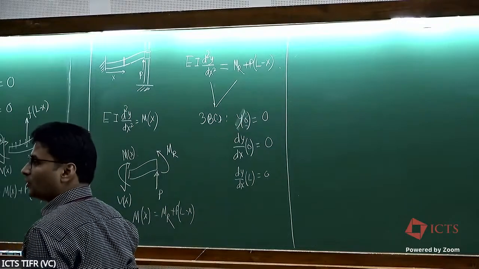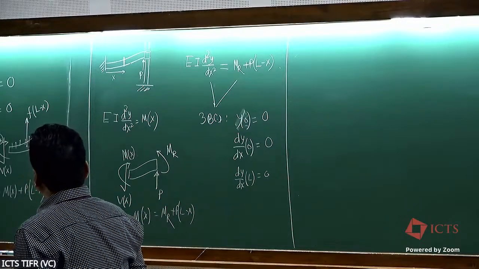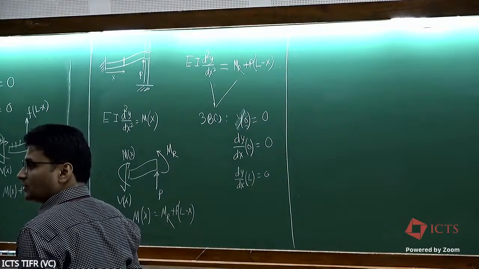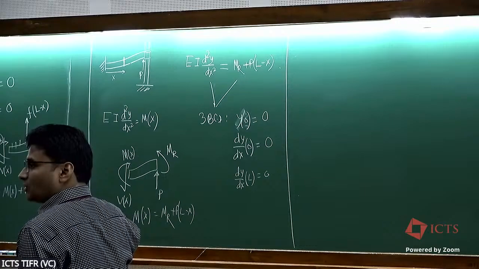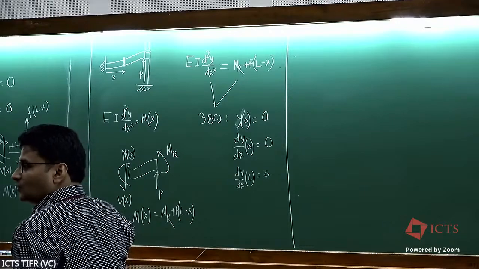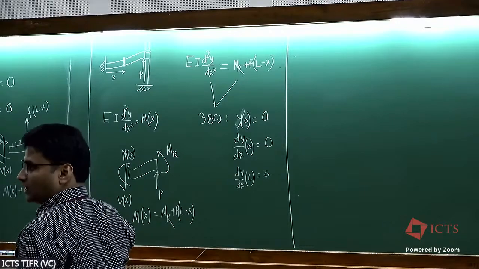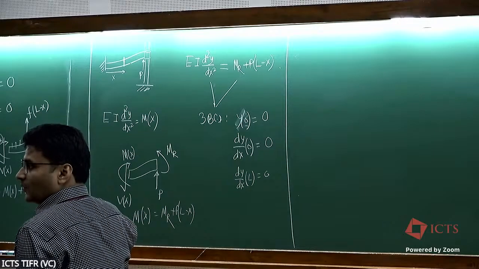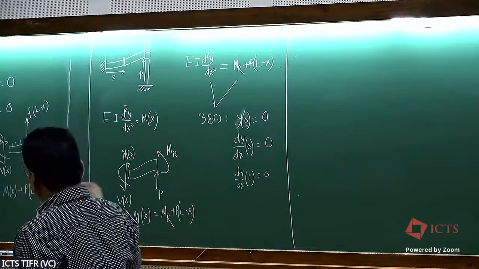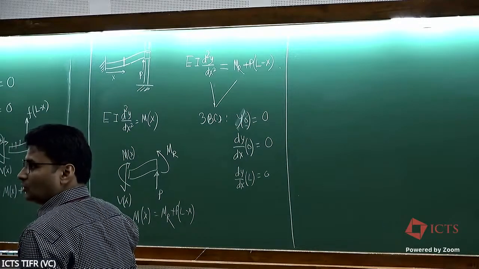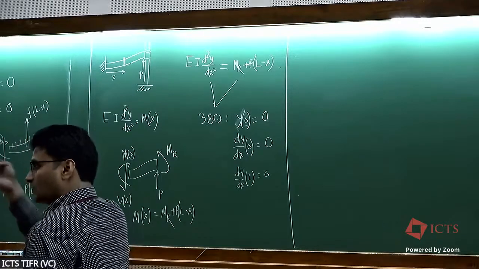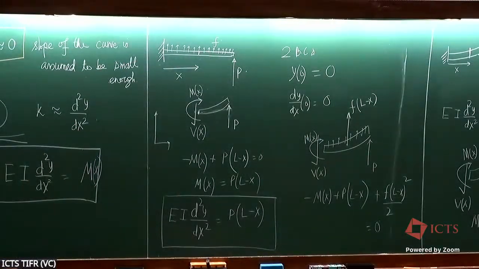Yes, you'll also have a horizontal reaction. But as I said, this is Euler-Bernoulli beam theory, where we are saying that the axial deformation is negligible. Therefore, the axial reaction is also negligible. But if you really want to take into account that horizontal reaction, you will have to solve it using, let's say, elastic rod theory, which we'll do later on.